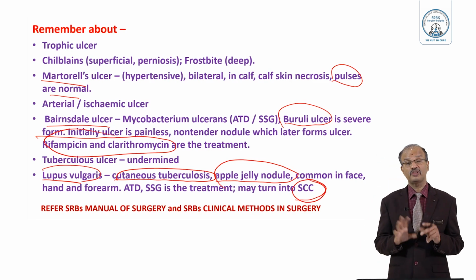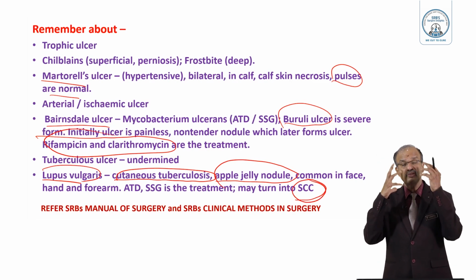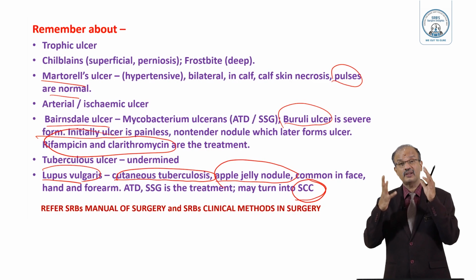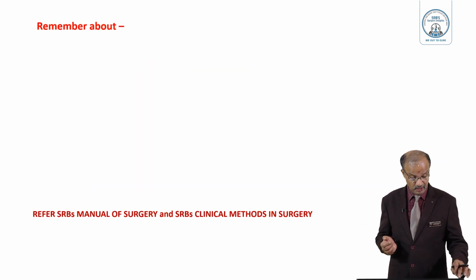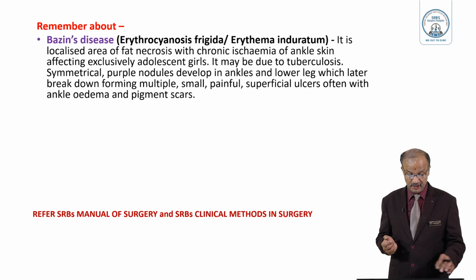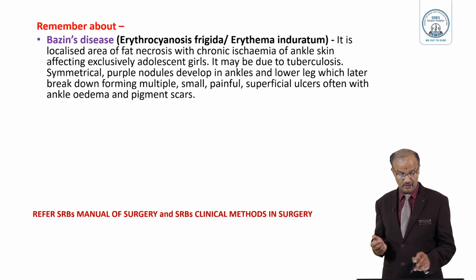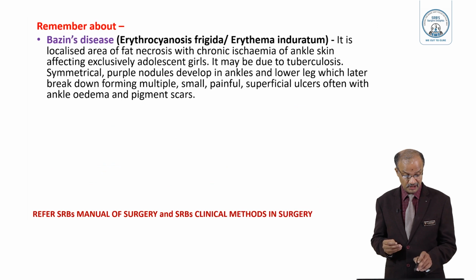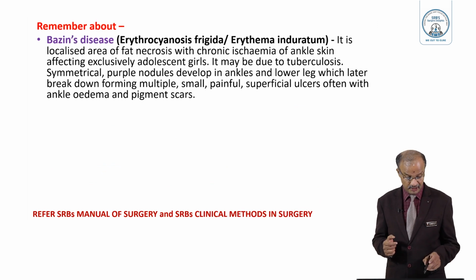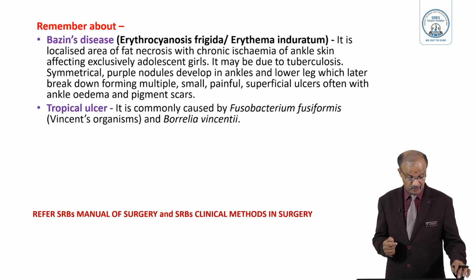Long-standing, untreated lupus vulgaris, in the face it is very common. It causes destruction, very ugly looking, and it may turn into squamous cell carcinoma. That's the point which you have to remember. And remember again, Bazin disease, erythema induratum, erythrocyanosis frigida. Rare in boys, in girls it is very common in the leg, ankle region. Maybe tuberculosis is the cause.